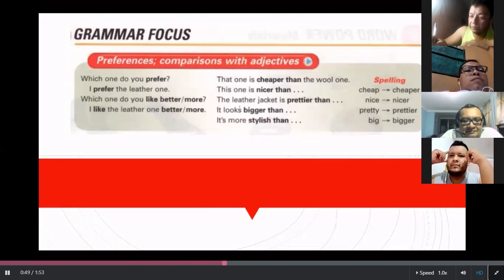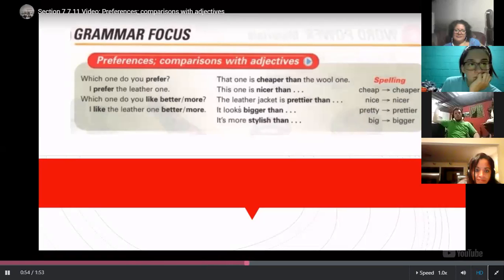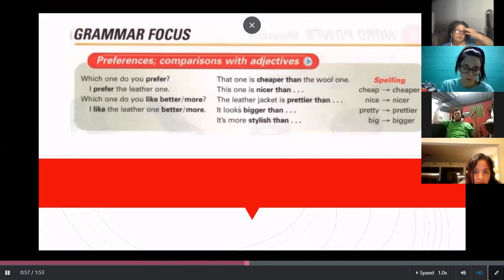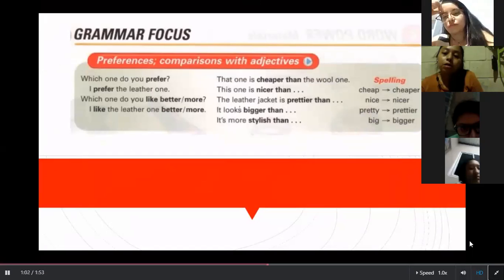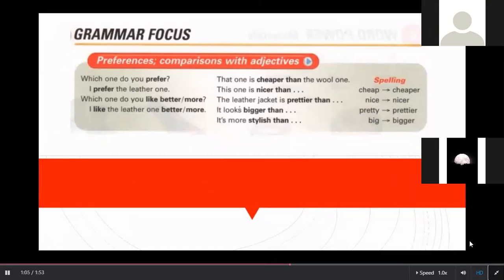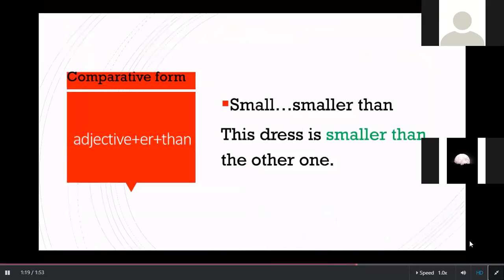Spelling. Cheap, cheaper. Nice, nicer. Pretty, prettier. Big, bigger. To express preferences in English, we may say, I prefer, I like. Which one do you prefer? I prefer the leather one. Which one do you like better? I like the leather one better. When we want to compare, we use the adjective in its comparative form. We use adjective plus er plus than.